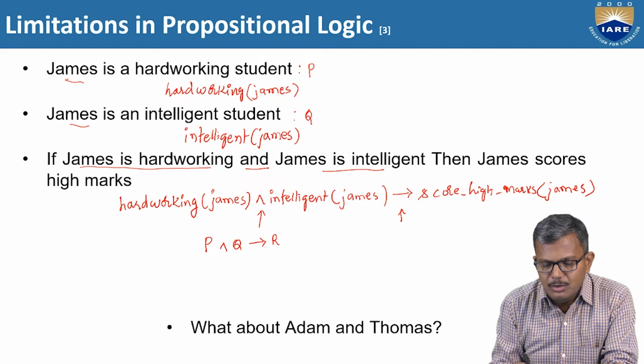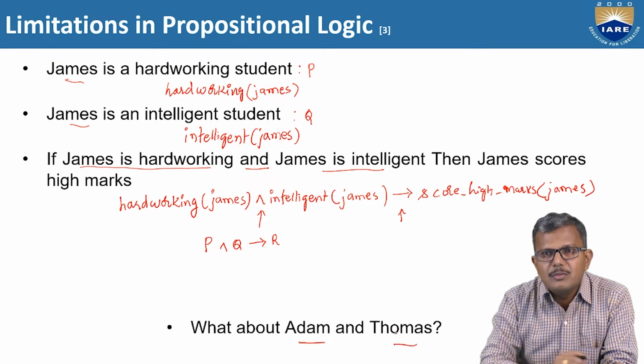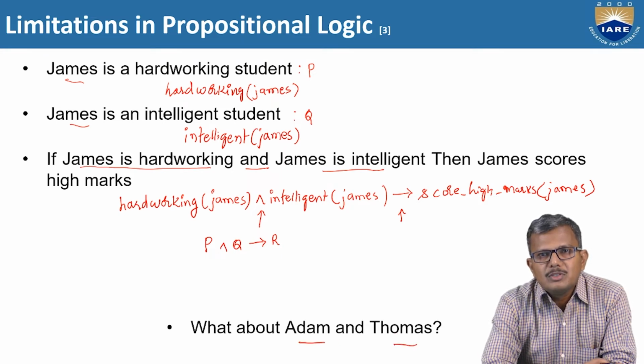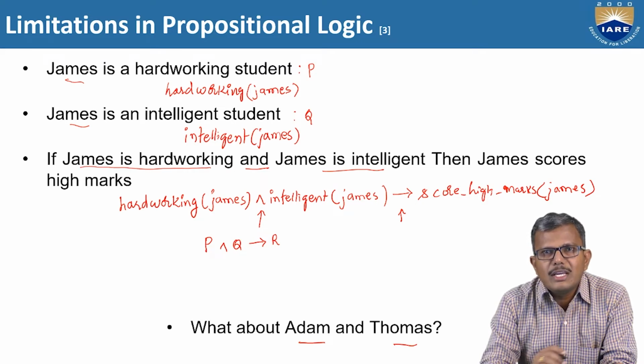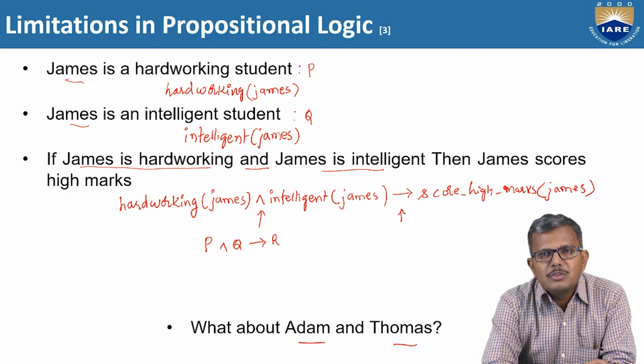But what happens if I want to represent the same sentences for Adam and Thomas? Again, you need to write the same kind of representations. Whenever I say James is a hardworking student, then again I have to say Adam is a hardworking student, Thomas is a hardworking student. For the second statement, James is an intelligent student, in place of James I need to use Adam, Adam is an intelligent student, and similarly Thomas is intelligent. So I have to go on representing the same sentences for different people.